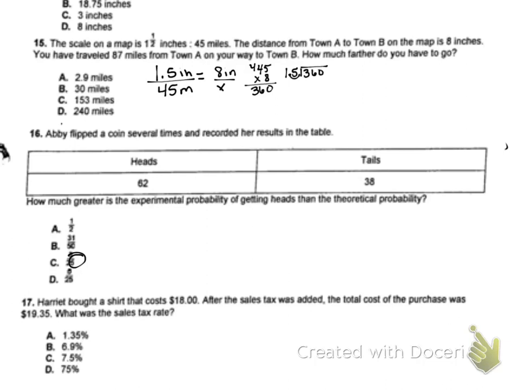So move it once, add a 0. That would be 2, 30, 60, that's 4, 60, 0, 0. Alright, so we have 240 miles. That's the total trip. Now, it says that you've traveled 87 miles. How much do you have to go? So now we're going to just subtract. And you have to go 153 miles. So the answer is C.